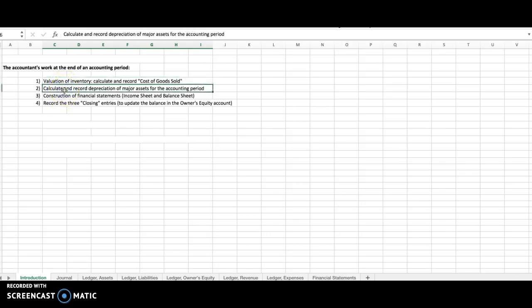Second, this step we talked about in topic 8. We need to calculate and record depreciation of the major assets for the business. This is done at the end of the accounting period. And again, these are major assets. Things like a delivery truck, for example. We used examples of computer systems, those types of things. So those major assets wear out over time, and we need a way of calculating how much they lose in value. So that was topic 8.